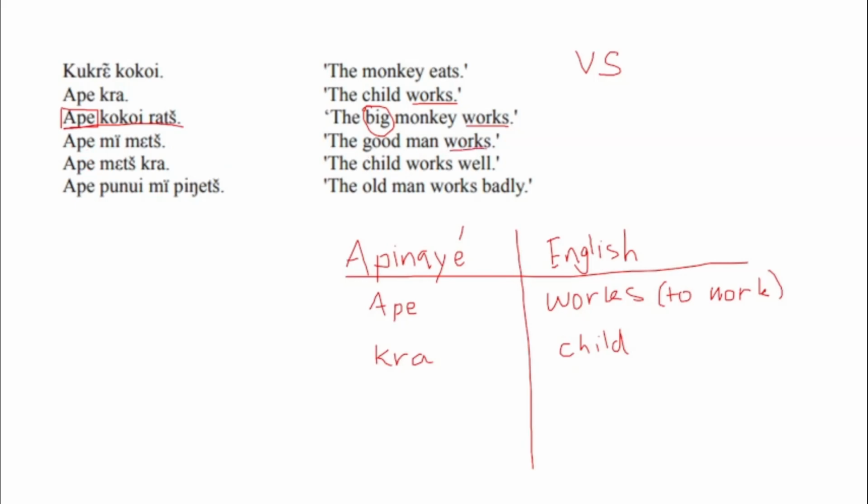So we have works again. Right, that's a verb. Oh, okay. I just realized something. If we go to monkey, we have another word, monkey, up here. And since we know the verb comes before the subject, kokoi has to be monkey. So that means rat is big. So let's add that to our little dictionary that we're making.